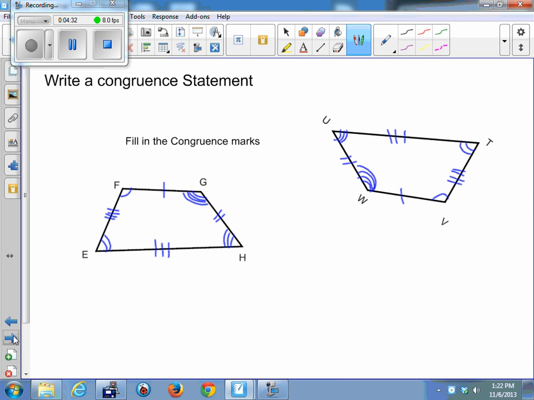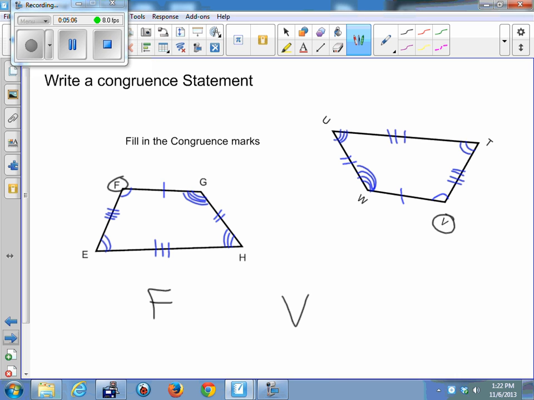All right, now we're going to go backwards. We are going to write a congruent statement. We have a picture and we need to decide if they are congruent. This one is not too complicated, just because it's a four-sided figure. The triangles tend to mess us up a lot. Here we go. We're going to write a congruent statement. I'm going to look at F, and F corresponds with V.